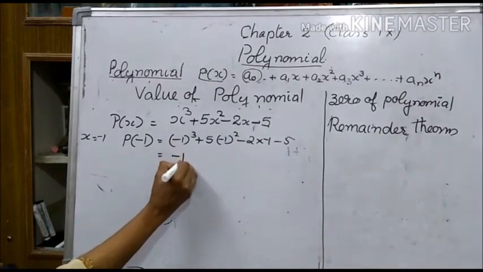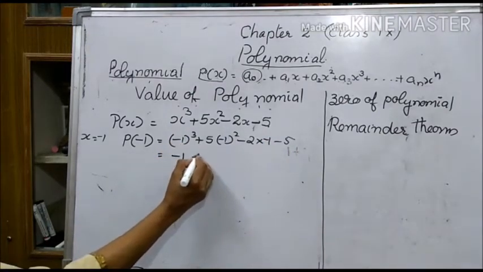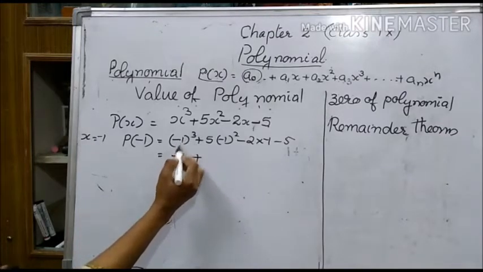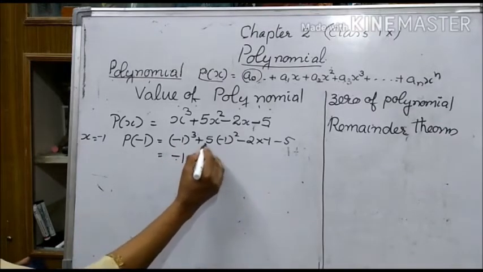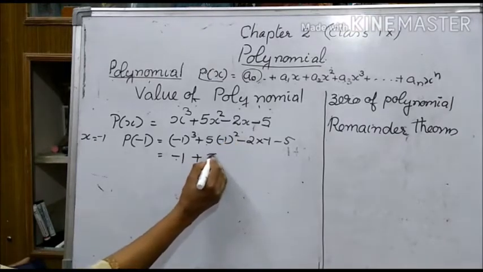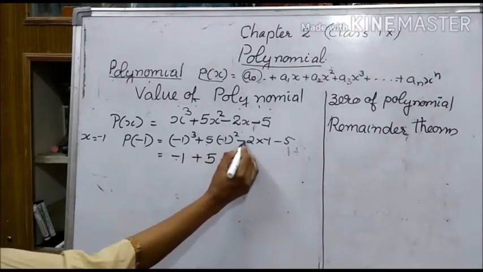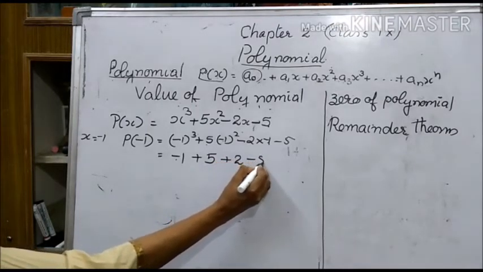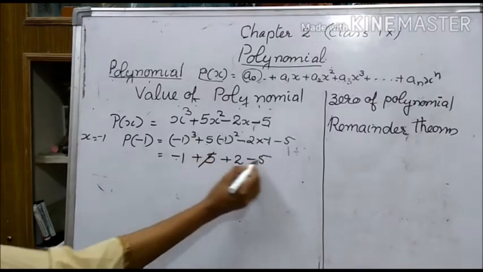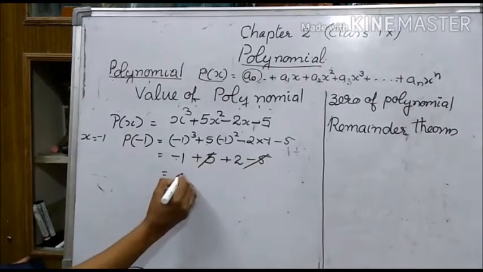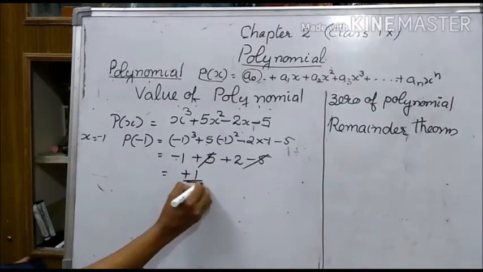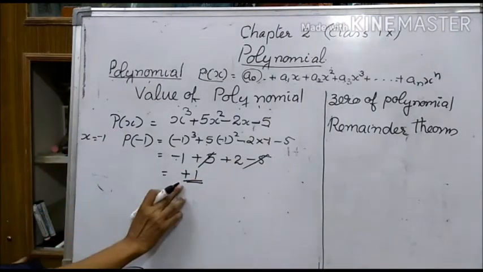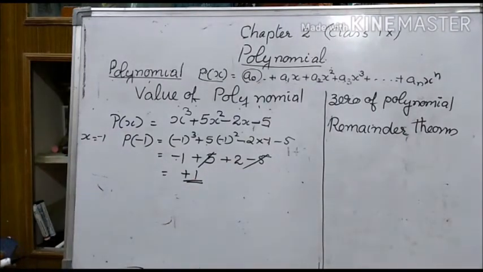Minus 1 cube is minus 1. 5 into minus 1 square is 5. Minus 2 into minus 1 is plus 2, minus 5. Here plus 5 and minus 5 cancel, plus 1 is our answer. So the value of this p of x when x equal to minus 1 is plus 1.